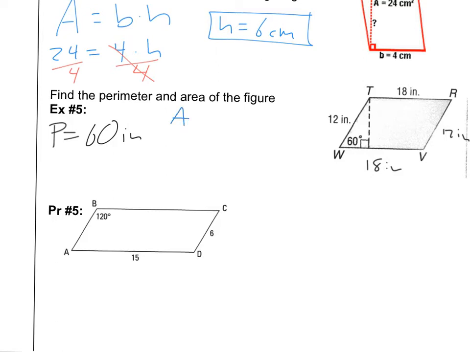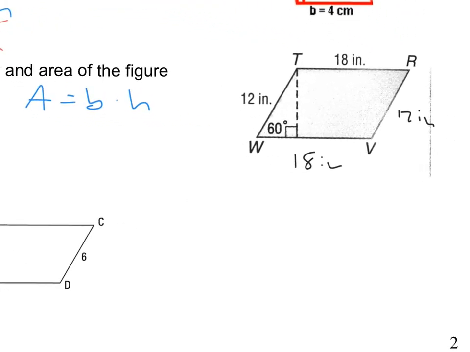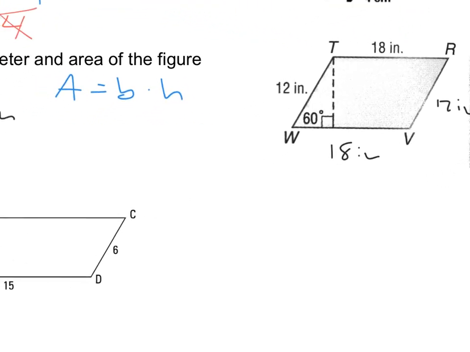Because remember, area equals base times height, where the height is perpendicular to the base. So, this is a common mistake. A lot of people don't see a number here. They see a number here and they just go, oh, it's 18 times 12. But 12 is not a height. The height is here. And we do not know the height, but we can find it.